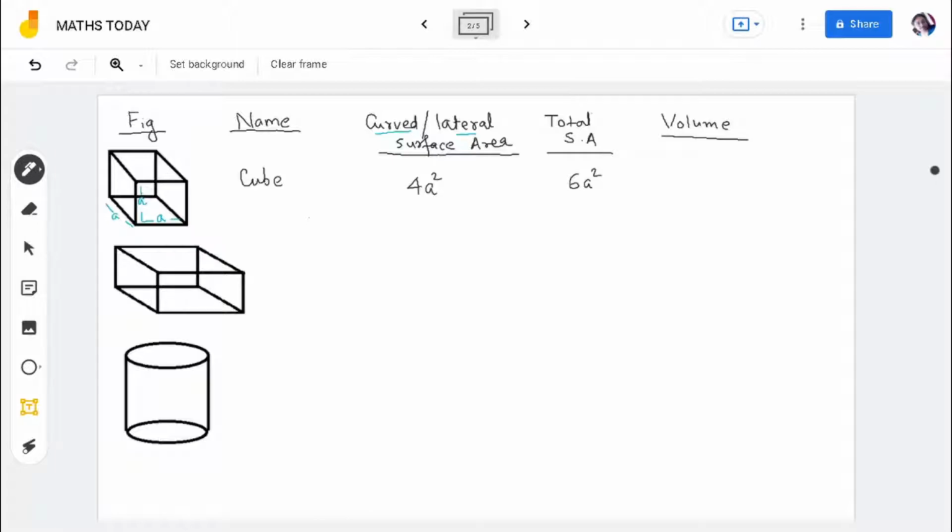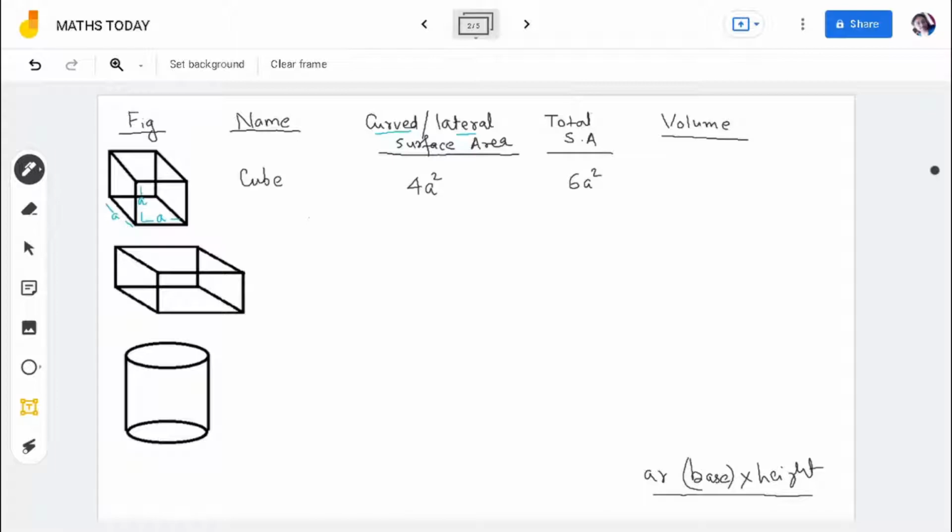Whenever we need to find out the volume of any cross-sectional figure, we have to always remember that if we multiply the area of the base with its height, we get its volume, right? So this thing we have to keep in mind whenever we need to find out the volume of any cross-sectional figure: we have to multiply the area of the base with its height. Here the base area is in the shape of a square, so its area will be a square, and its height is again a.